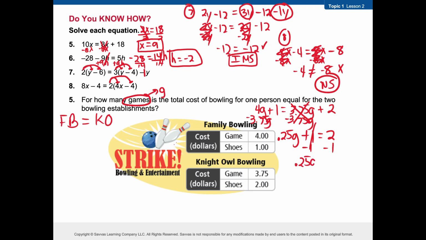Minus 1 to both sides. 2 minus 1 is 1. Divide by a quarter. And whenever you're dividing by a decimal, you can just remove that decimal, move it over 2 decimals, and then add 2 zeros here at the end. And 100 divided by 25 is 4. So it would take 4 games for both establishments to cost the same amount of money.